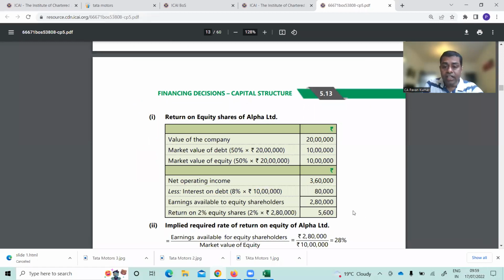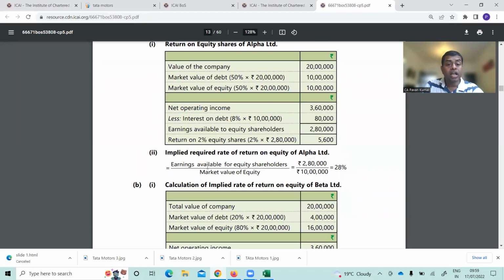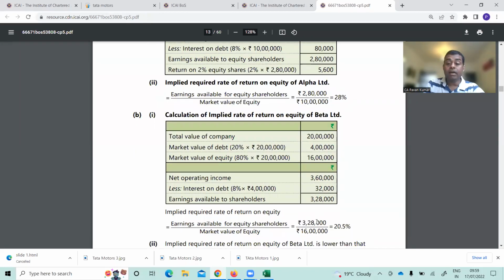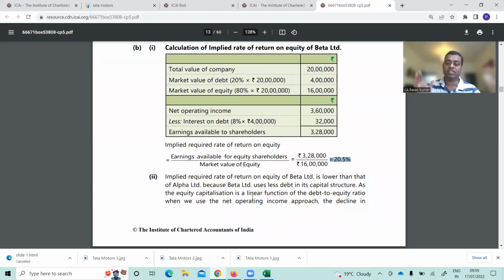So did we get 5,600? Correct. Did we get all these numbers? Correct. Did we get implied required return on equity of first company, 28? Yes. Second company, 20.5%? Yes. And then the analysis. That is all, ladies and gentlemen. We have successfully completed this question. I hope you understand this.